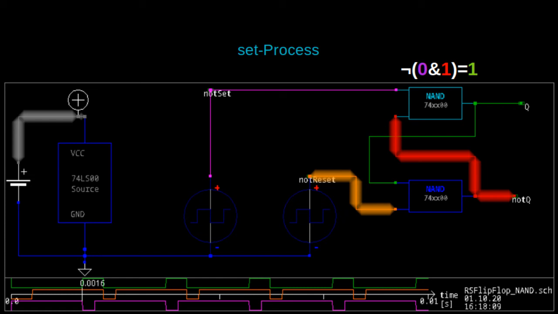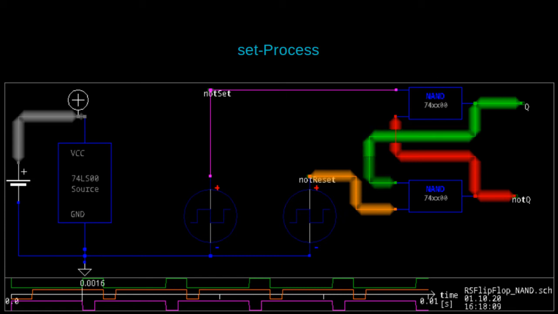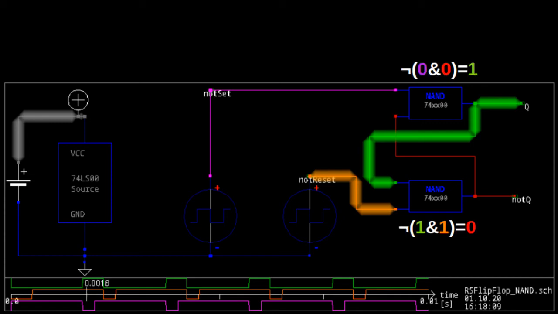Then the upper NAND gate realizes, hey, my purple input is no longer high, I now have to switch on. So it does. And the lower NAND has to turn off. So it does. The set process is completed. Now we have a high output.